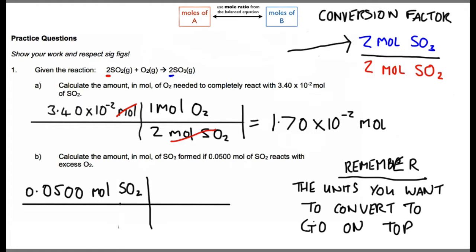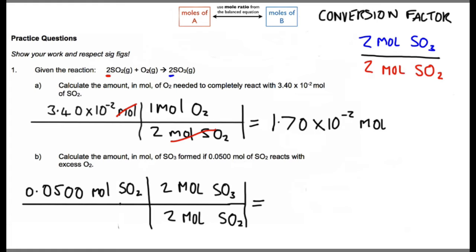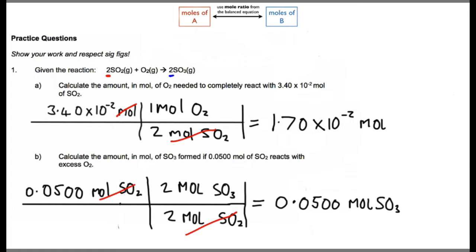Remember that the units you want to convert to always go on the top of your conversion factors, and so we get 0.05 moles SO3. And just check for your sig figs, and we've got 3 significant figures in the question, so that's what we have in our answer.